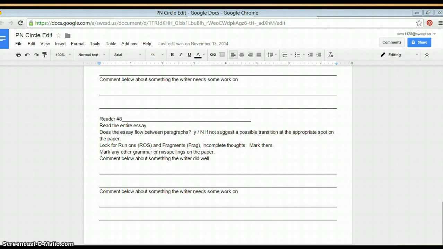Finally, readers 7 and 8, I'm sorry I cut off 7 here. Read the entire essay. Does the essay flow? So they're looking for transitions. They look for run-ons and fragments. And then they mark any other grammar or misspellings on the paper. And then they're asked to say one thing the writer did well and something they need to work on.